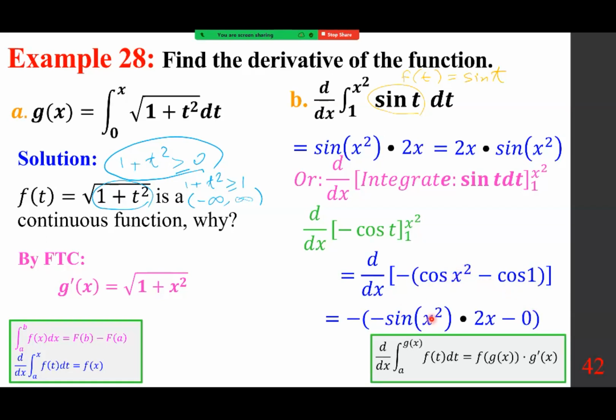Cosine x squared, the derivative is minus sine x squared times 2x. And then we have the negative, which is this one. So let me make sure everybody understands that this negative is this negative. So when you multiply, you get sine x squared times 2x. Sine x squared times 2x, and that's exactly what we have here. So if you go with this method also, you will end up with the same answer. So in case you ever forget this, just integrate this part and then differentiate, okay?